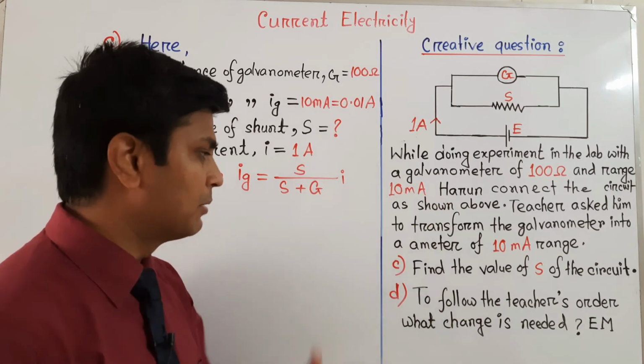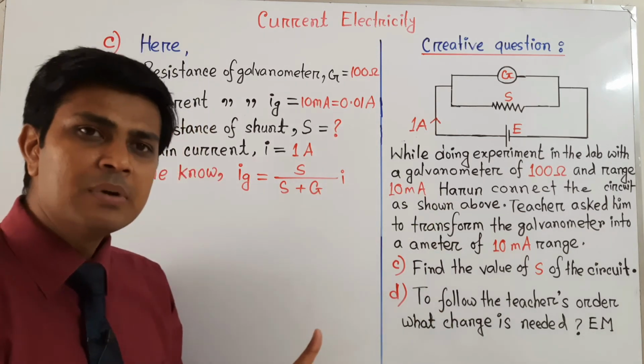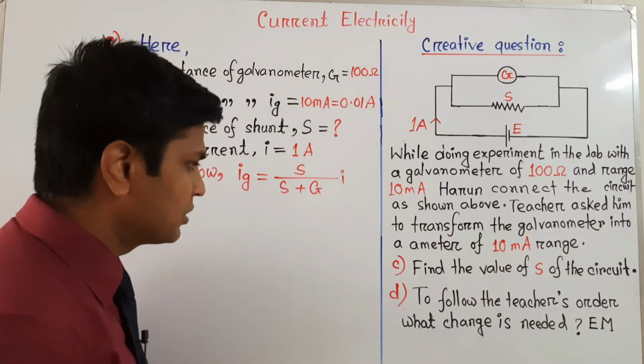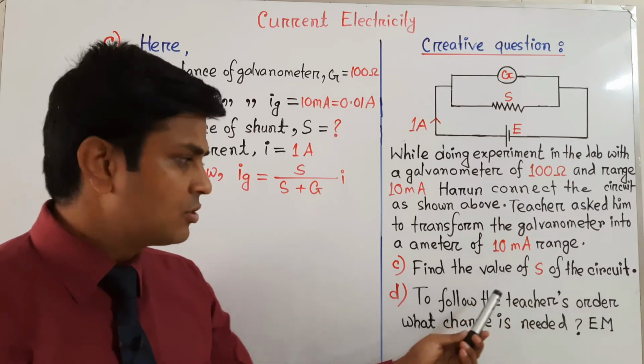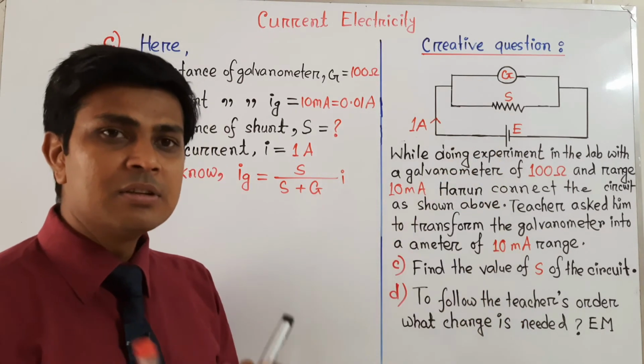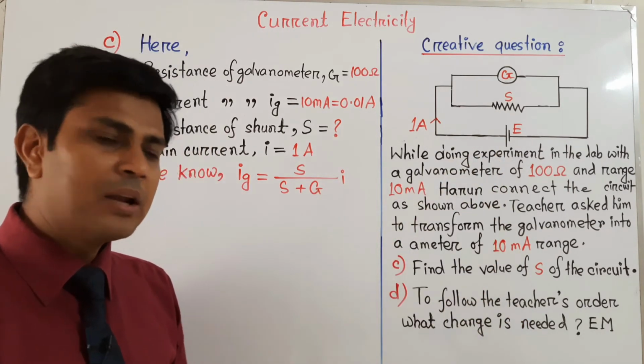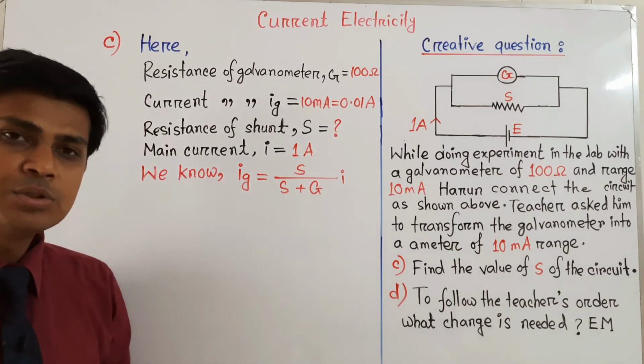So this is the stem, and according to the stem we have to solve questions C and D. Question C is: find the value of S of the circuit. So the value of S means the resistance of the shunt. We have to calculate the resistance of the shunt in question C.